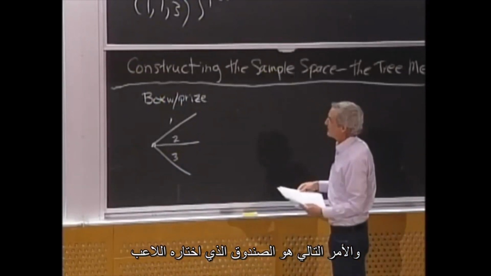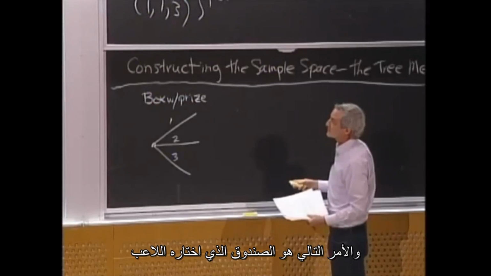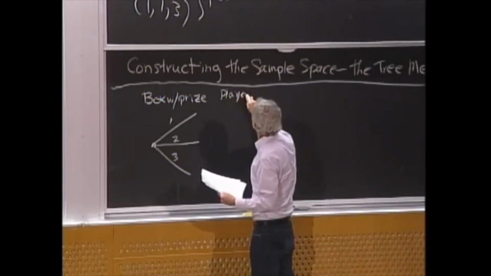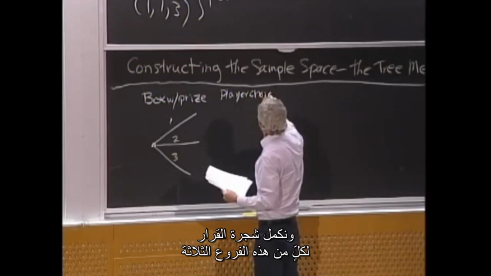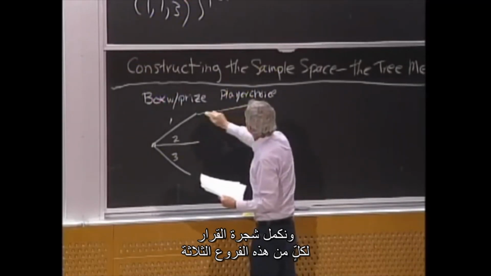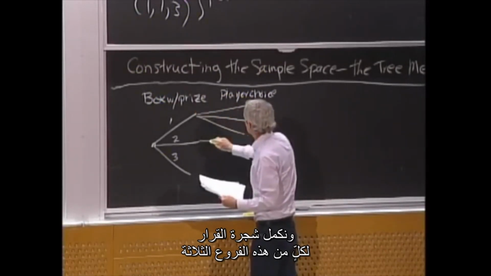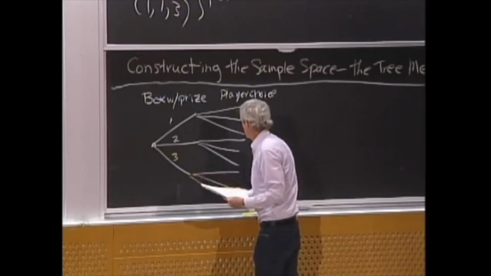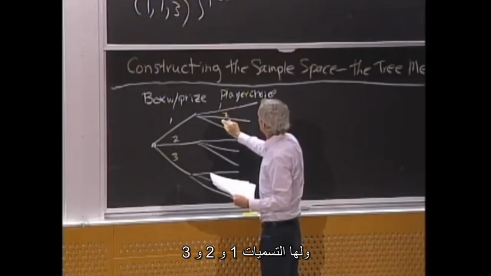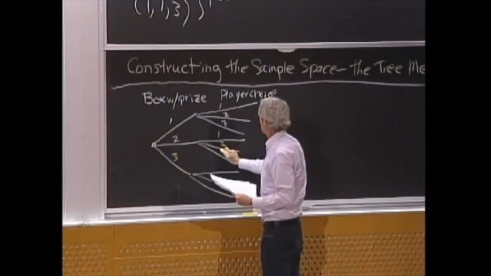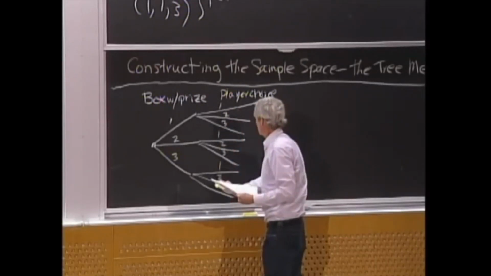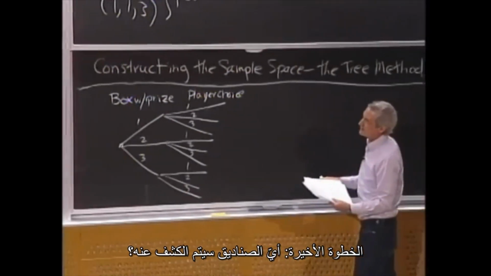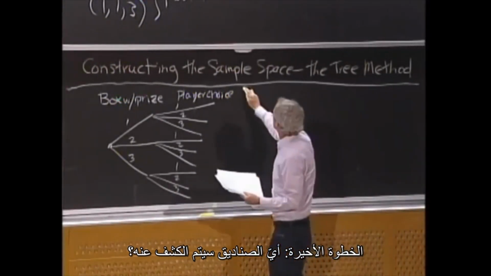Then the next thing is the box that the player picked. And we'll continue our decision tree here. Each of these now has 3 branches. And they're labeled 1, 2, or 3. And then the last step is which box is revealed.